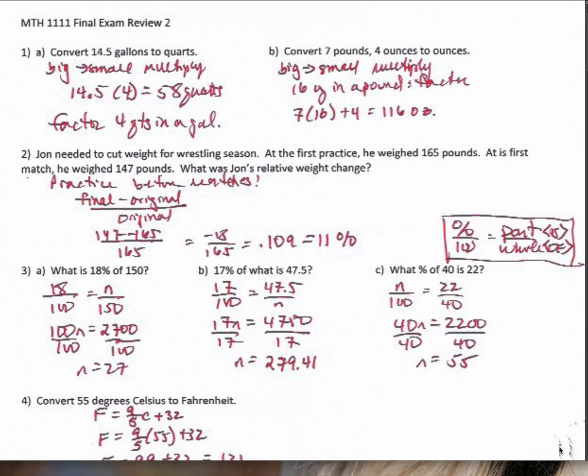For number 2, John needs to cut weight for wrestling. At the first practice, he weighed 165. At his first match, he weighed 147. What was John's relative weight change? Well, he went down 18 pounds. He went from 165 to 147.